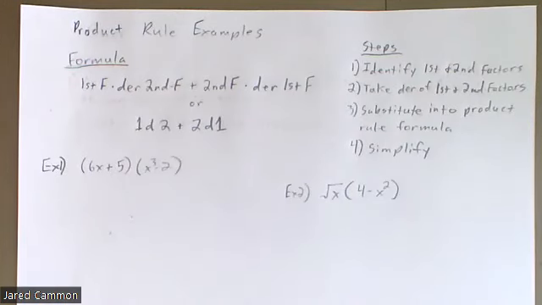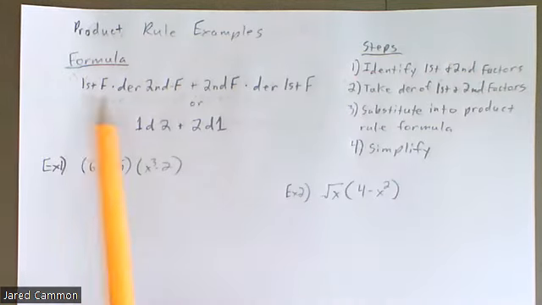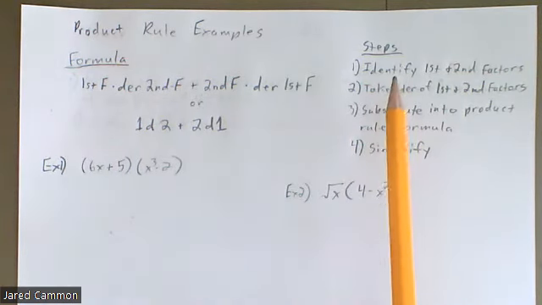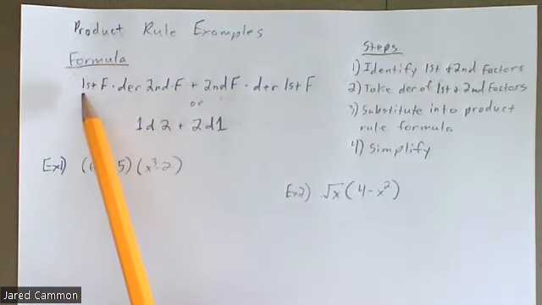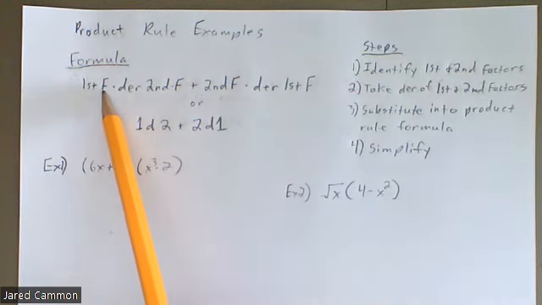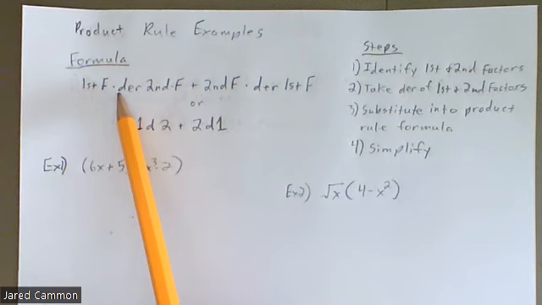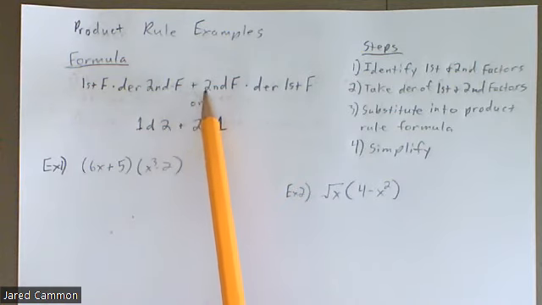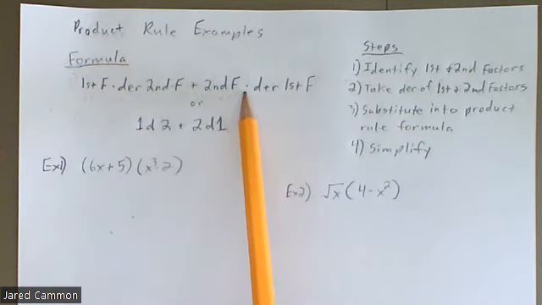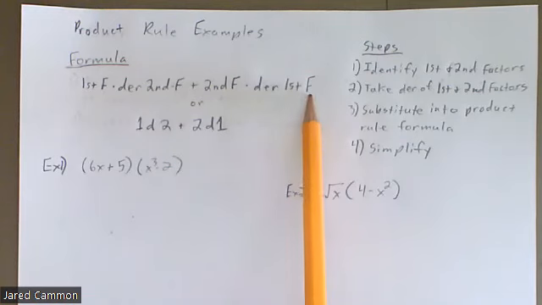All right, now let's explain the product rule and do some examples from the product rule. First of all, we are going to look at the formula and then go through the steps and then work some examples. The formula for a product rule is you take the first factor, that's what first F means, you multiply it by the derivative, so DER represents derivative of the second factor, and then you add it to the second factor multiplied by the derivative of the first factor.